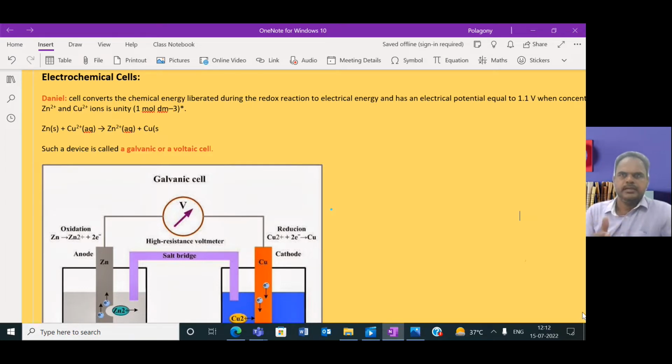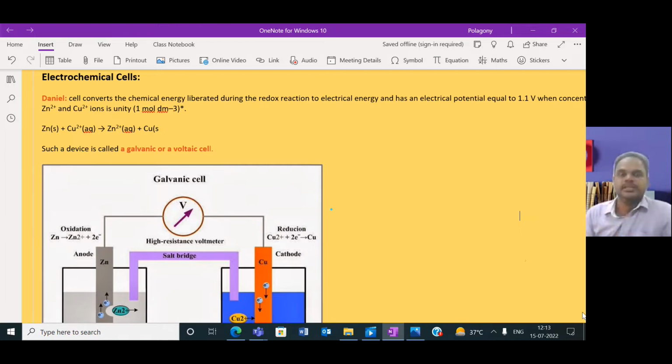The Daniel cell is nothing but a galvanic cell. If we take the anode as zinc and the cathode as copper, a special galvanic cell in which zinc is taken as the anode and copper is taken as the cathode in their respective half cells, then it is said to be a Daniel cell.